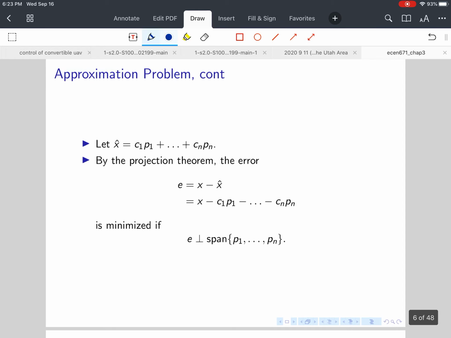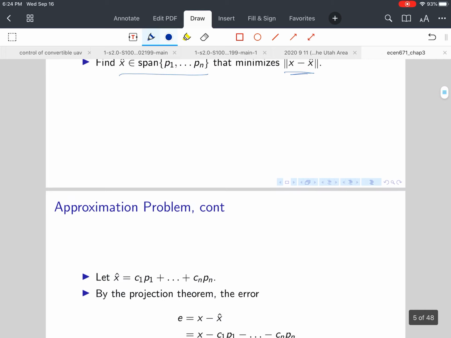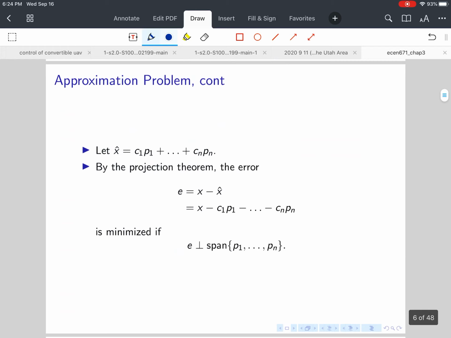All right, so since x hat is in the span of P1 to Pn, what does that mean? It means that it's a linear combination of those vectors. That's exactly how we would write a linear combination of vectors P1 up to Pn, x hat equals C1 P1 plus up to Cn Pn. So this is implied by x hat being in the span of P1 up to Pn. That's what we mean when we say that.